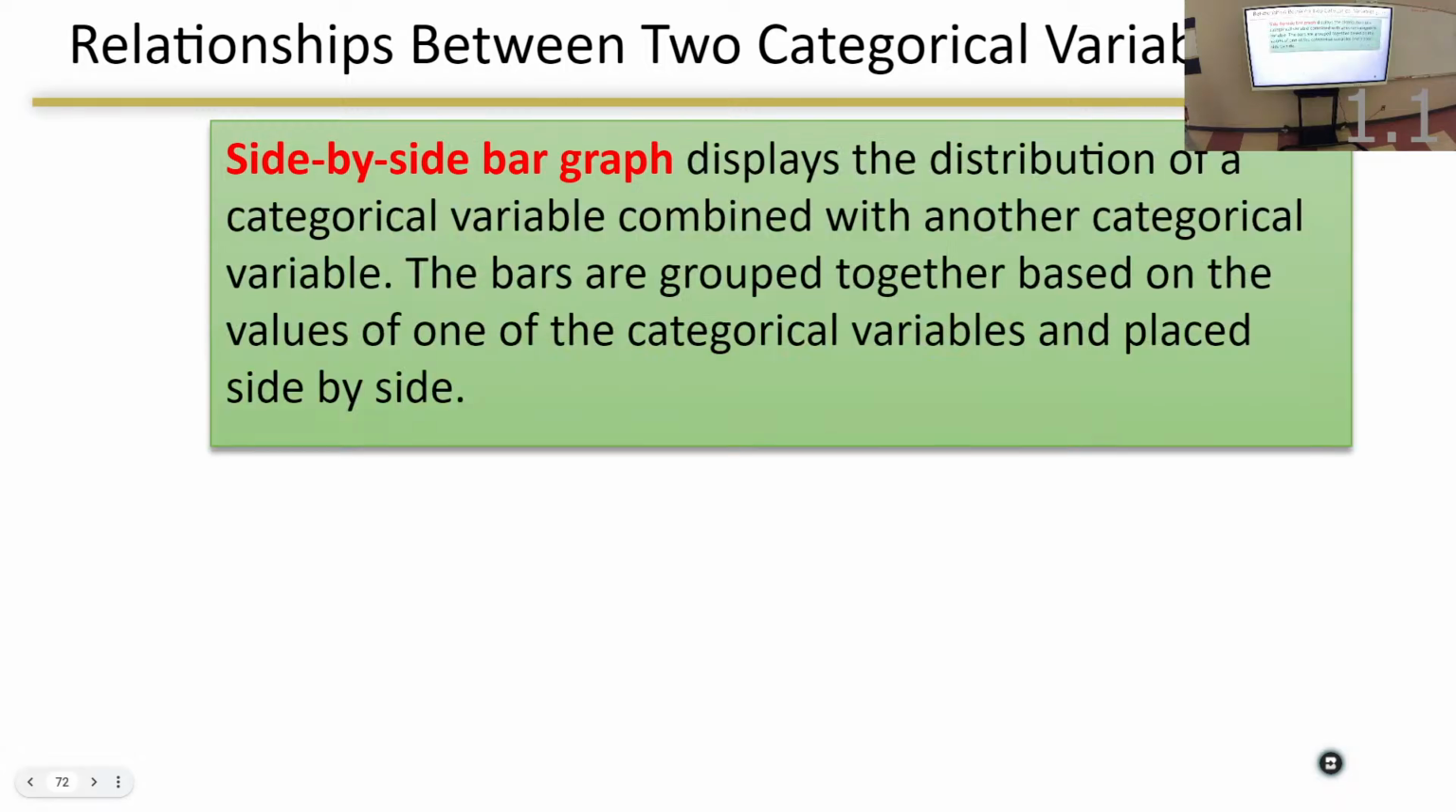You could see a side-by-side bar graph. That would be if I had text messaging and the forms of communication, and I did a bar for the males and a bar for the females. And then sometimes we can do a comparative display that uses the category combined with another category; these bars are grouped together based on the value of the category. Please don't write all that stuff down. Get off of that, please.